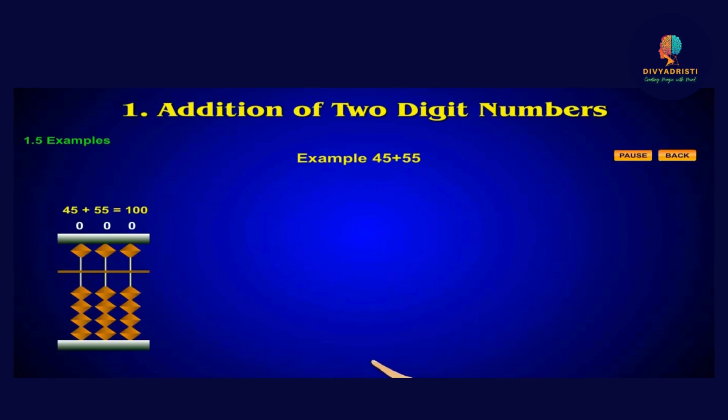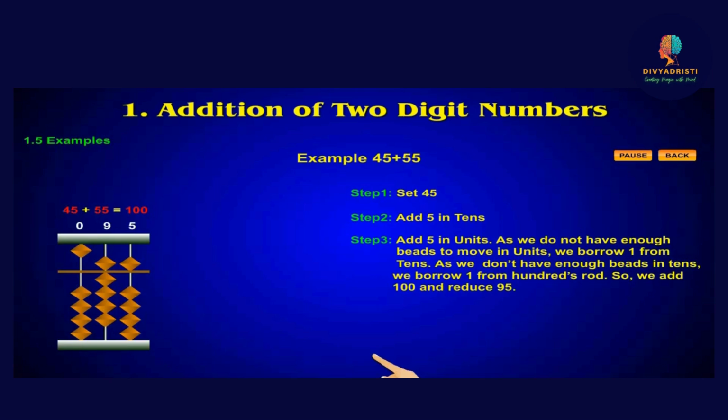Example: 45 plus 55. Step 1. Set 45. Step 2. Add 5 in tens. Step 3. Add 5 in units. As we do not have enough beads to move in units, we borrow 1 from tens. As we don't have enough beads in tens, we borrow 1 from hundreds rod. So, we add 100 and reduce 95. Step 4. Count the beads.